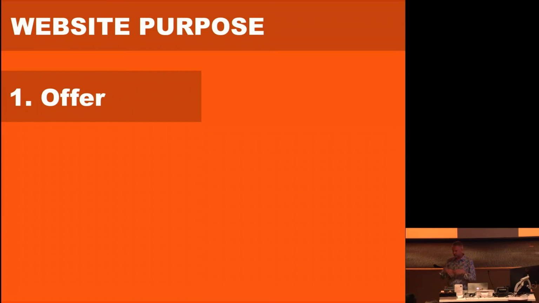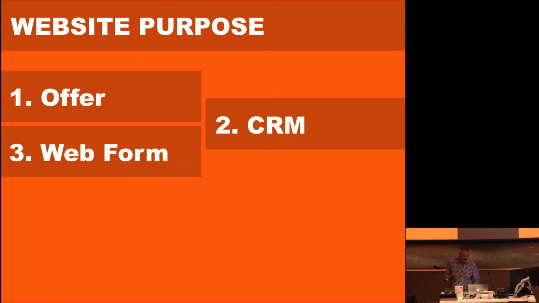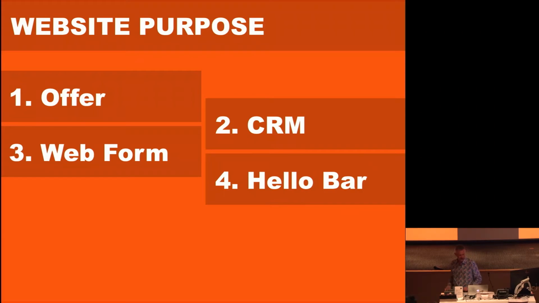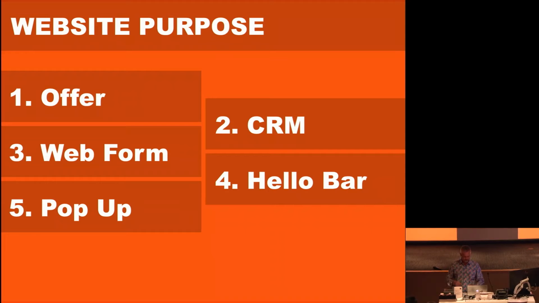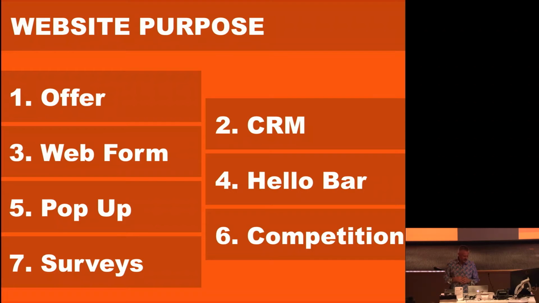So just to summarise, website purpose: get the email address. You need to think of an offer. So if you haven't done this now, or you've already got it, just start thinking about it again. What is your offer? Get a CRM. Go and do that tonight. Have a web form or process of putting web forms on your website so you can send the information to your CRM. You can use a hello bar, top, bottom or side. Use pop-ups, particularly exit pops. Use competitions like Raffle Press, and use surveys because people enjoy the gamification and interacting with it and seeing where they are in position with other people.